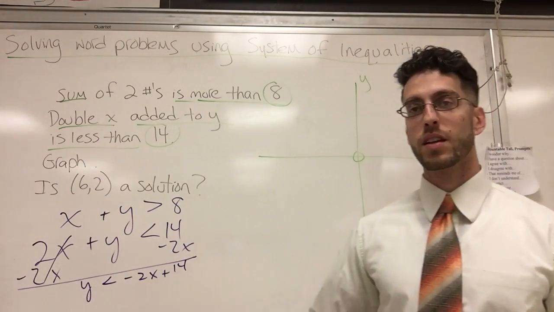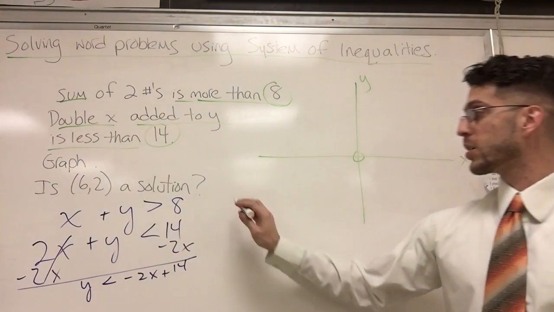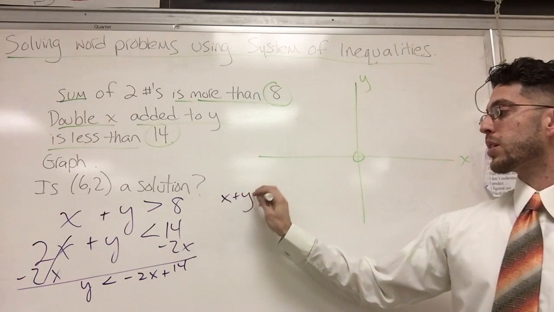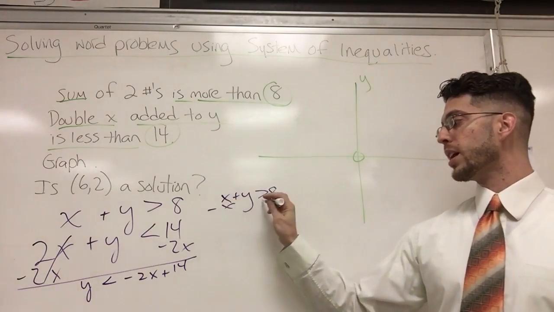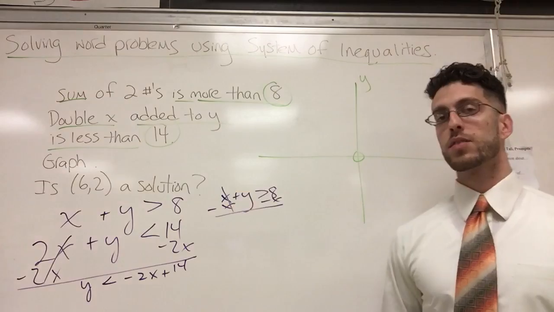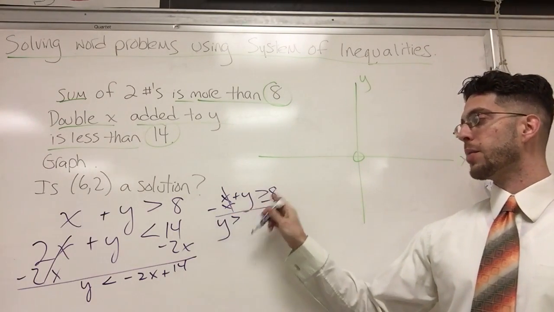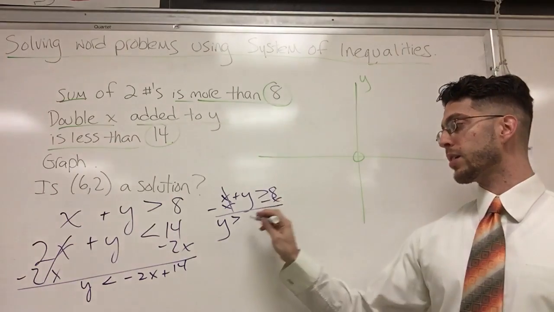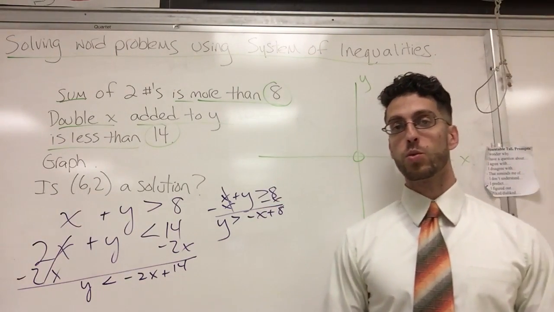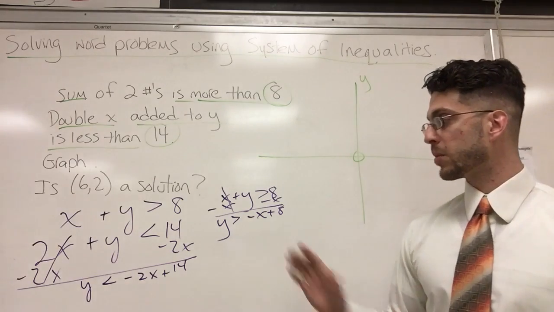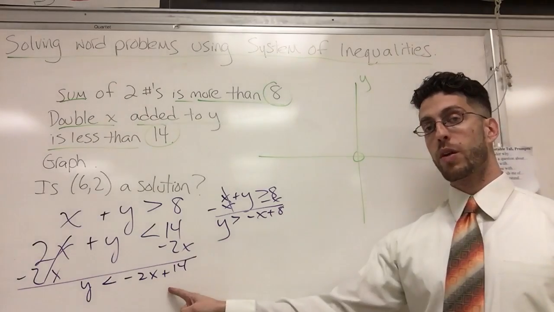All right, can you see this here? Yes, fantastic. Next, x plus y is greater than 8. So if x plus y is greater than 8, and I need y alone, I'm going to subtract x on both sides, cancel out the x's, and y is alone. y is greater than 8 minus x, or negative x plus 8, however makes more sense to you. Okay? Now that I have y alone, I have two equations and I'm ready to graph them.